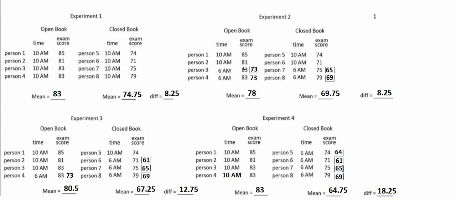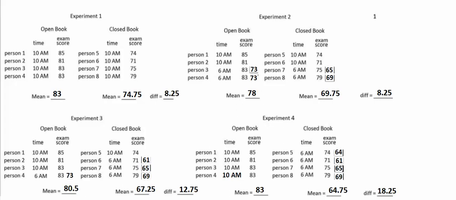It could be that in group 1, the two 6 a.m.s aren't tired, and in group 2, the two 6 a.m.s are tired. That might happen just by chance. But if the researcher does the experiment this way, the researcher can hope that this difference will be about the same as if everyone had been tested at 10 a.m.